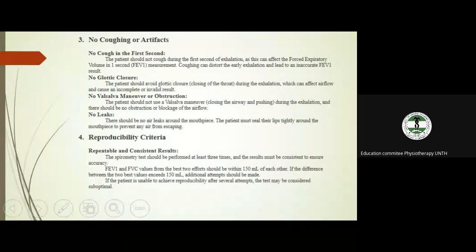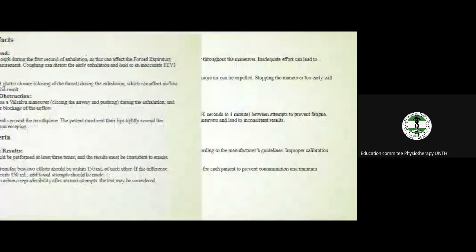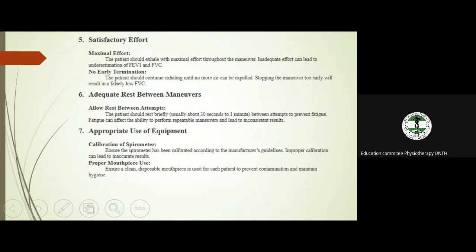Sometimes you do all those things, and at the end of the day, the patient will not be eager. You have to encourage the patient and assist the patient to make a good spirometry so that a good result will be achieved. Satisfactory effort, maximal effort.